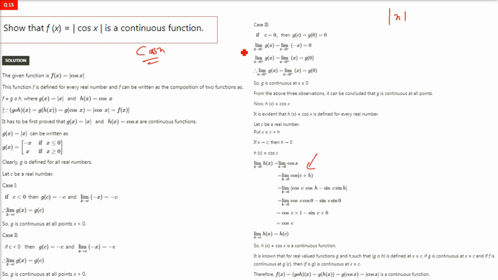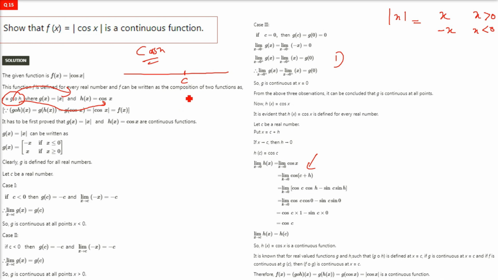Cos x we already showed, because we have to show in this question also that cos x by itself is continuous. Then only the operation with the modulus will be of a continuous function. So mod x you have to show, and cos x by itself you have to show. I am not showing the cos x, I am just showing you the modulus of x. So modulus of x is x when x is greater than 0, and negative x when x is less than 0. That is, on the negative number line it will be negative x, and on the positive number line it will be positive x.